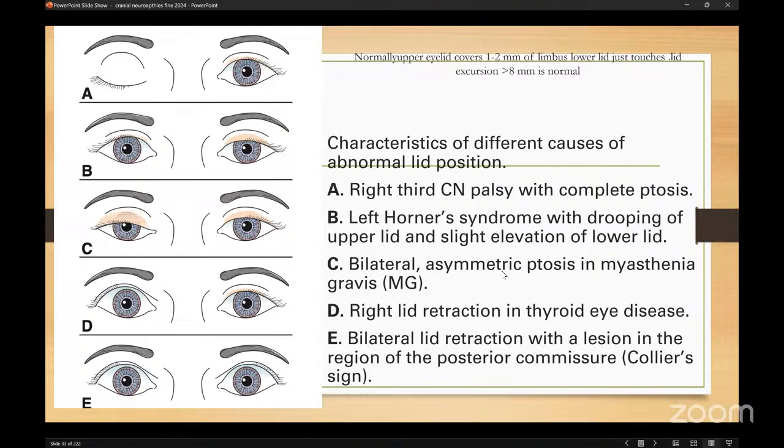In myasthenia, you can get bilateral ptosis, but it is asymmetric, whereas in mitochondrial myopathy, you can get bilateral ptosis, which can be symmetric. In thyroid disease, you can get bilateral eyelid retraction. And in the plus-minus syndrome, you get one eyelid ptosis and the other eyelid compensatory retraction. It's a compensatory lid retraction. And in Collier syndrome, that is posterior commissure involvement, you can get bilateral lid retraction. Okay.